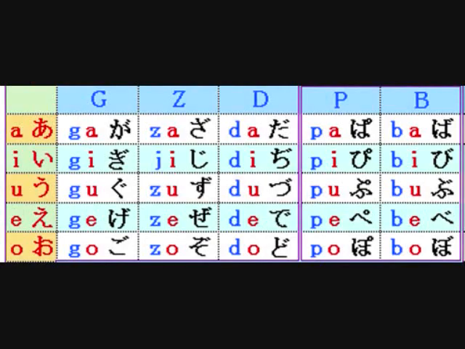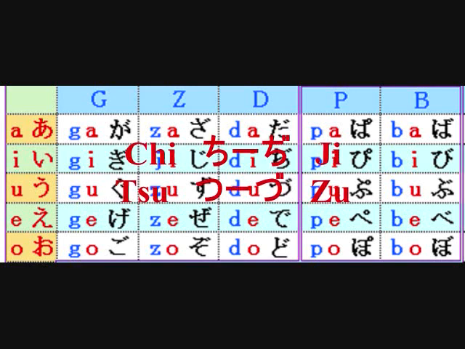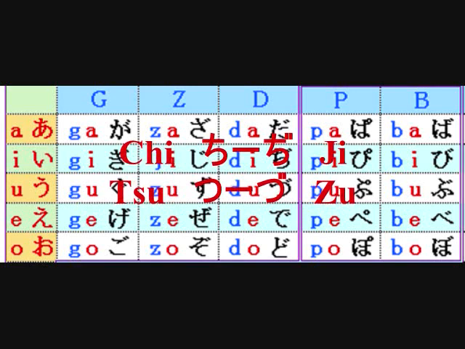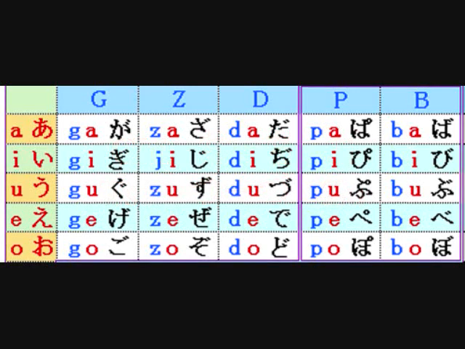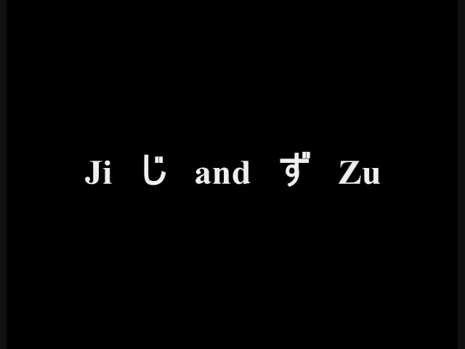If you notice, the Chi became Ji instead of Di, and the Tsu became Zu instead of Du. Why is that? Well, the two are pronounced the same and have limited use. So, when reading Japanese, you will mostly see this Ji and Zu over the other Ji and Zu.